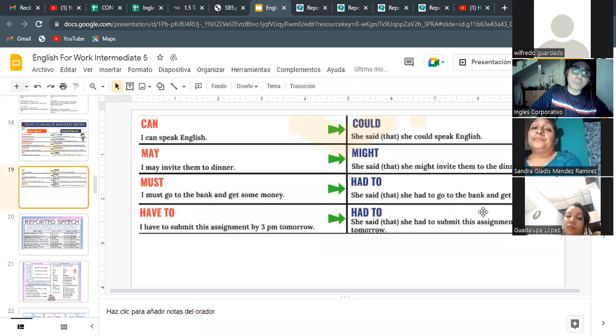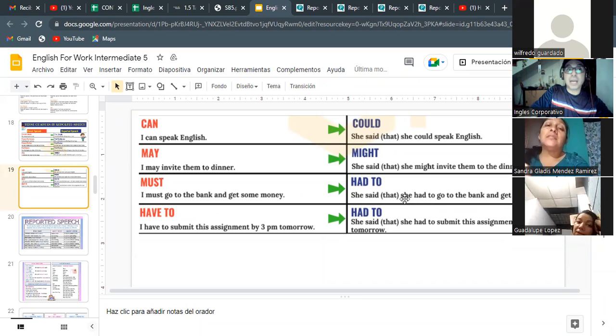Because we remember that in the simple past, when we change that into negative, we use the auxiliary in negative and the verb in present. So here, it's going to be in present. In the affirmative, of course, it's going to be in simple past. Good. Let's check the other one. I have to submit this assignment by 3 p.m. tomorrow. How is that going to be in negative?